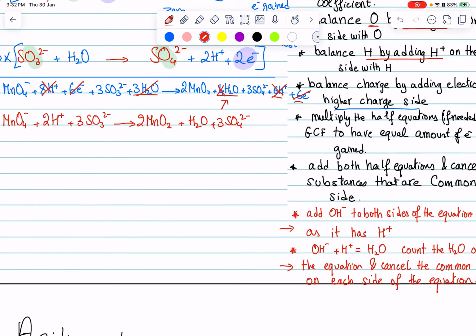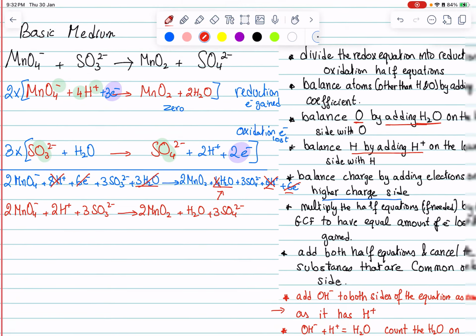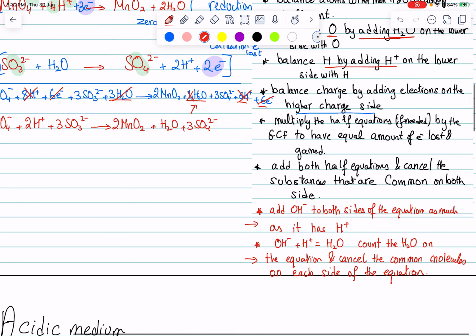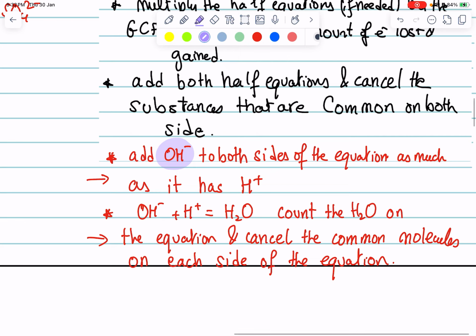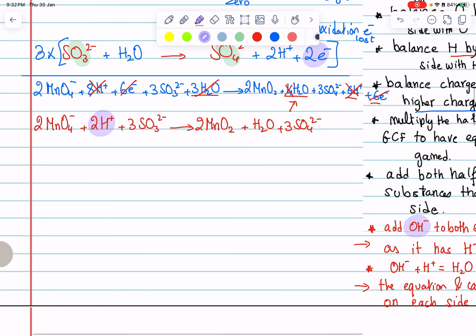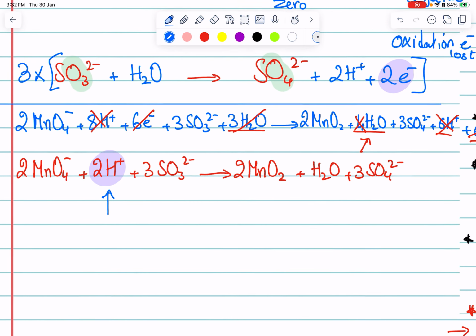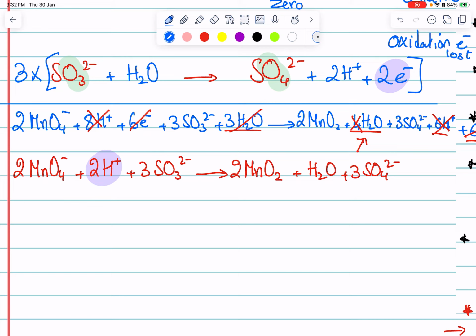Now, remember, I'm doing an example of basic medium. Now, when we are done, we count how many H plus we have on this equation. And you add OH minus to both sides of the equation as much as it has H plus. What do I mean by this? Here in this equation, I have 2H plus on this side. So we decide to add to both sides 2OH minus and 2OH minus.